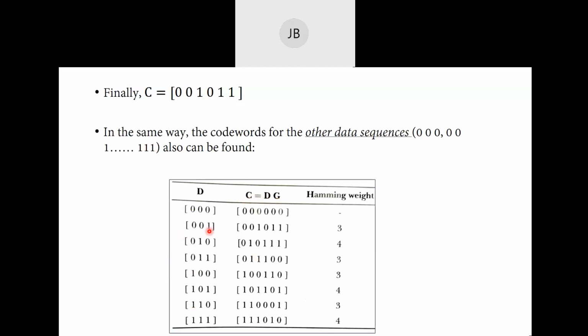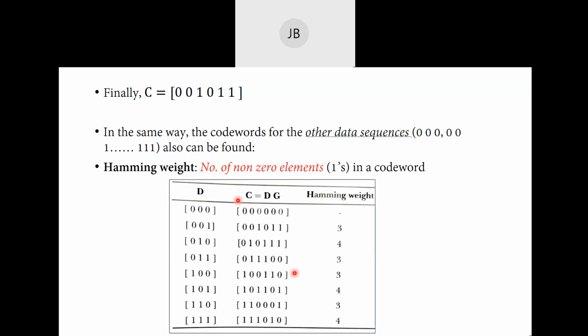What we have found here is 001. That's one data we considered from this list, and then we generated this particular code word 001011. Similarly we can find other code words. And here you see another column that is called the Hamming weight. What is Hamming weight? Can you imagine what Hamming weight is by seeing these values here?